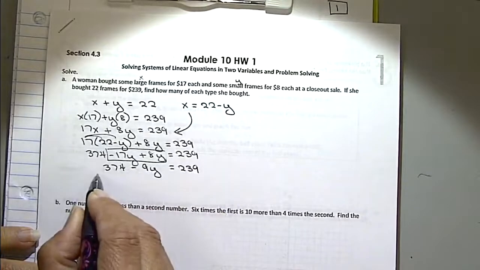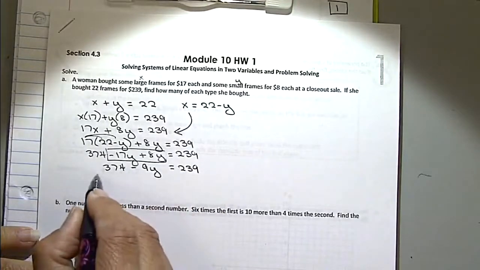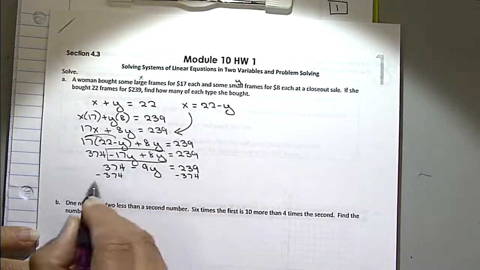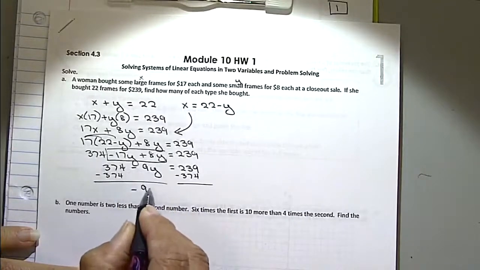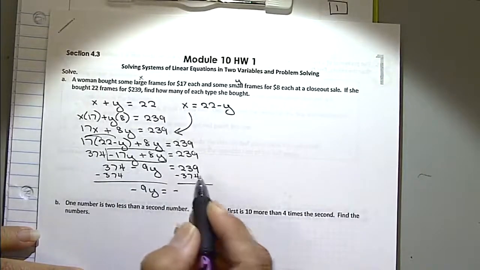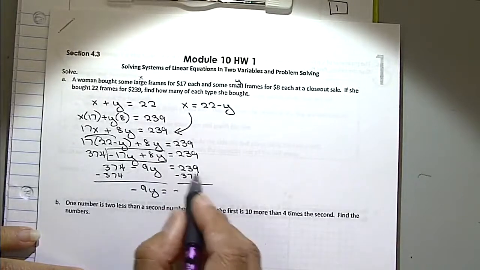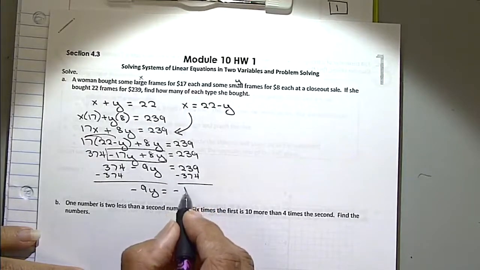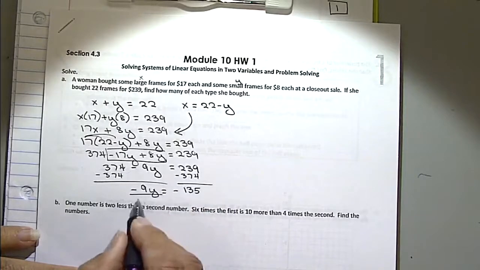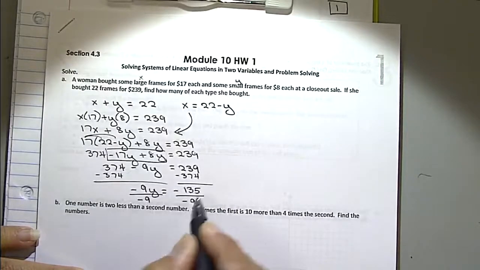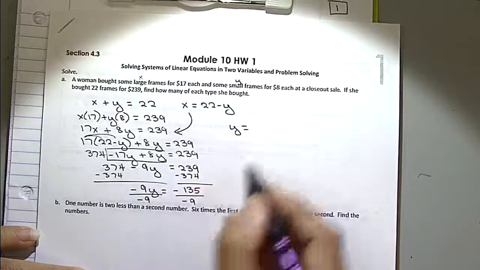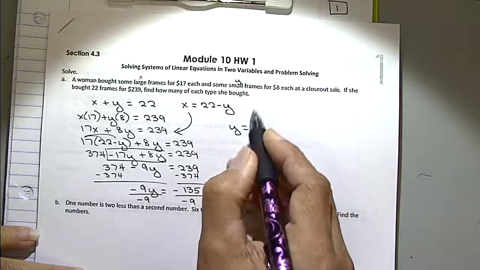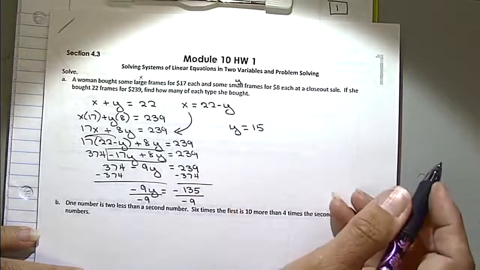And then I'll subtract 374 from both sides, right? This is minus 374 over here, and then I go minus 374 over here. I end up with a negative 9Y is equal to a negative, and when you say 239 minus 374, the bigger number is negative, so I know I'm going to have a negative answer. I'm going to end up with that being a negative 135. Divide both sides by a negative 9, and Y is now equal to, and it came out to be positive because negative divided by negative, 15. How many frames? Y for small frames? Well, she had 15 small frames.